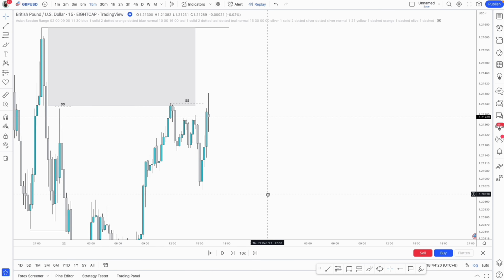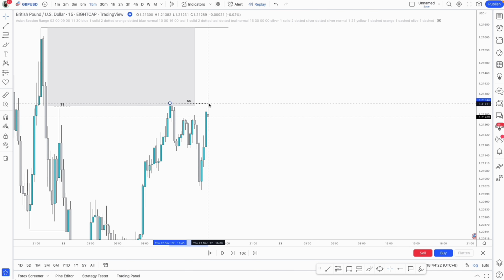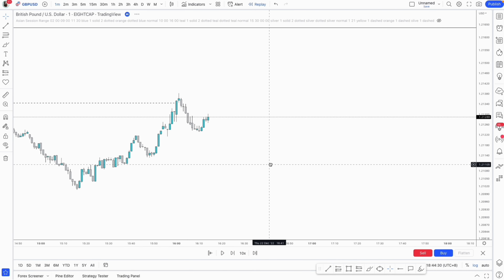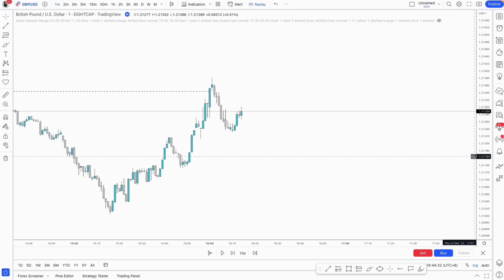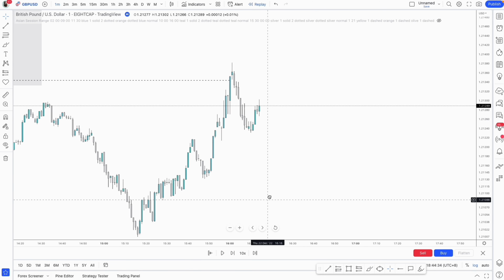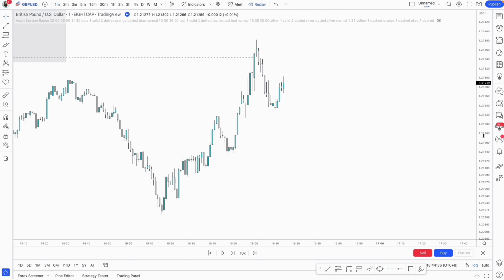So, beautiful sweep of liquidity. As you can see on the 15 minute, very clear wick. A wick is an incredible sign of a pure sweep of liquidity. And so then we are able to drop down to the 1 minute time frame. The 1 minute time frame is where we are going to be looking to get into our entry.